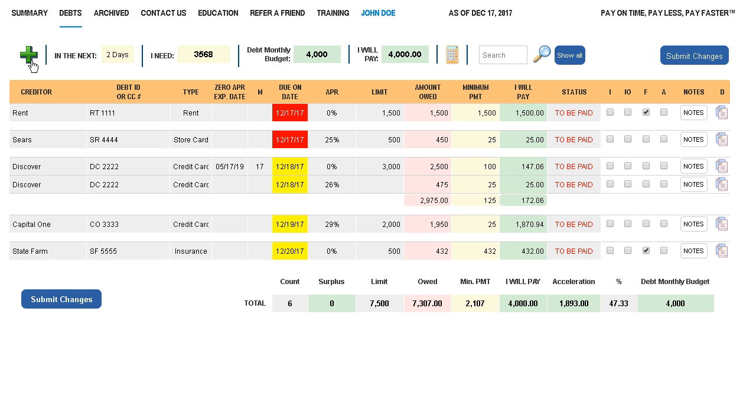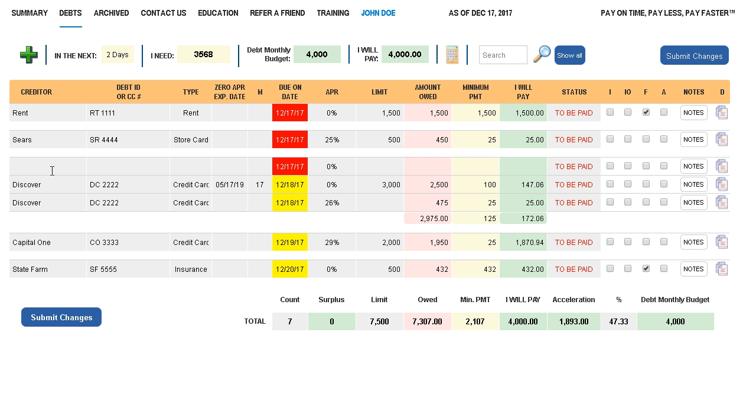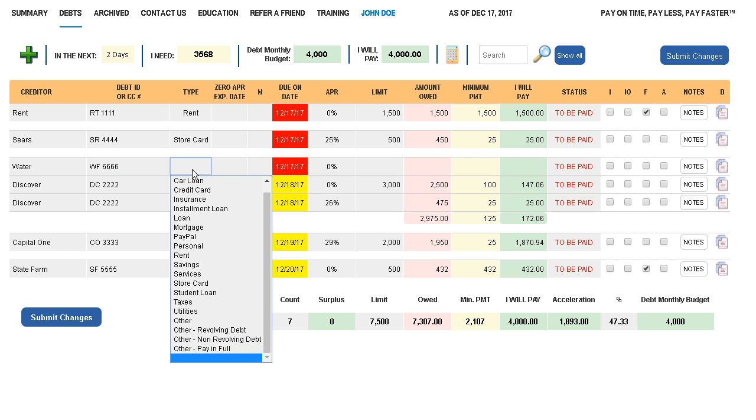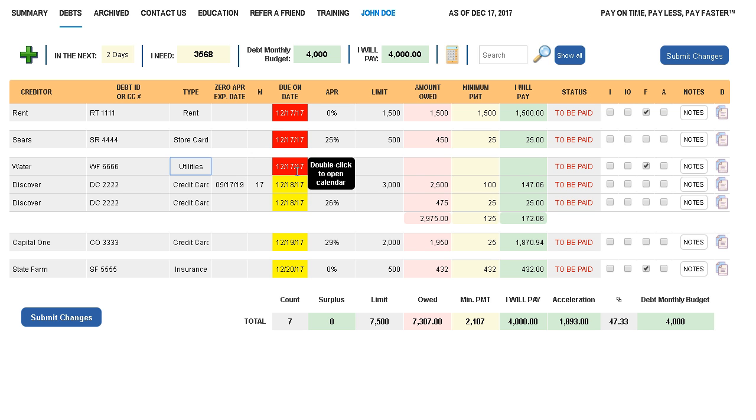Now we're going to enter a utility, which is essentially another thing that is paid in full, like the insurance. But you need to see kind of reality here. So I'm going to put here the water. So let's put here water facility and maybe 6666, and it's going to be a utility. And of course, this one you can consider zero interest. Could be an interest if you don't pay, but we are in almost ideal circumstances here.